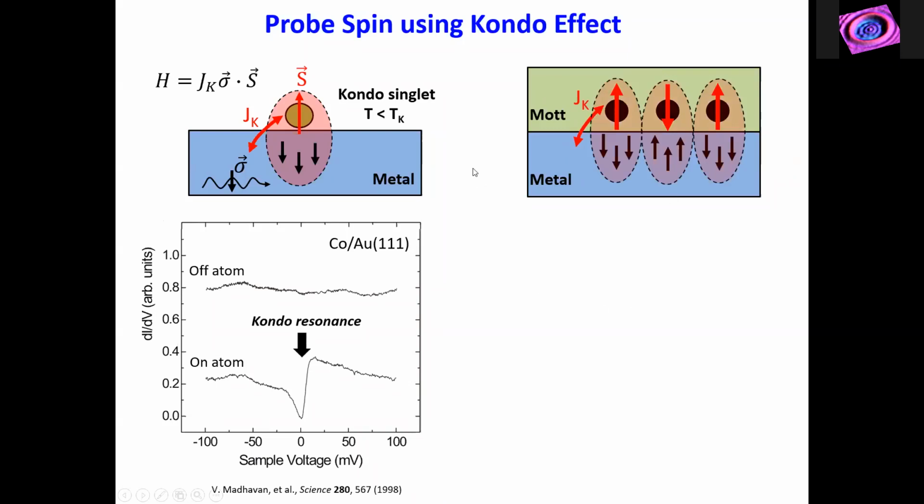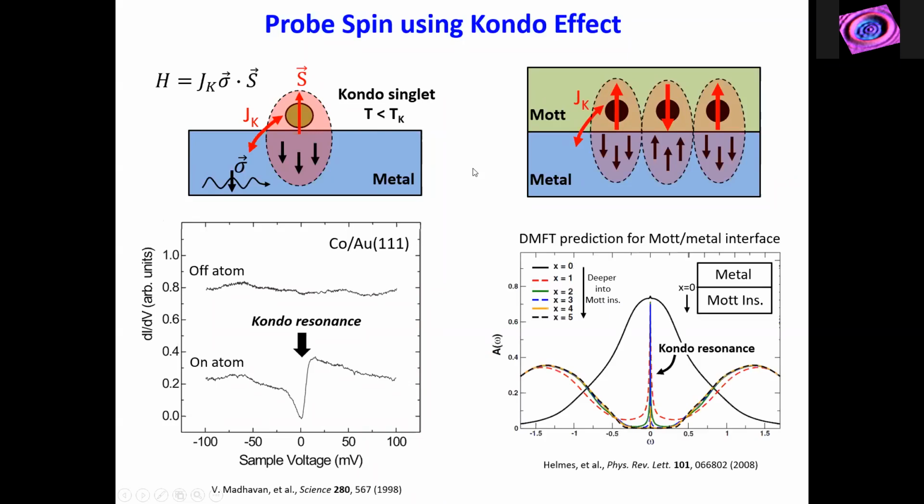And so this intuitive picture is actually borne out by more hardcore calculations. For example, this is the result of a dynamical mean field theory calculation by Helms and coworkers, where they calculated what happens at the interface of a Mott insulator and a metal. Inside the metal, you get this continuous density of states, this black line, and as you go into the Mott insulator, you see this Kondo resonance, and as you go deeper into the Mott insulator, you get the Mott gap. And so this is precisely the picture that I just explained to you intuitively.